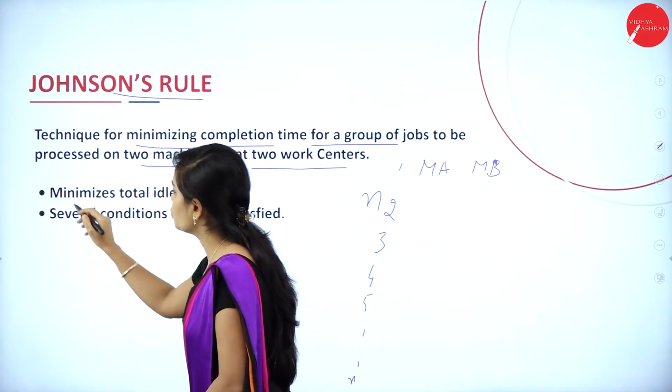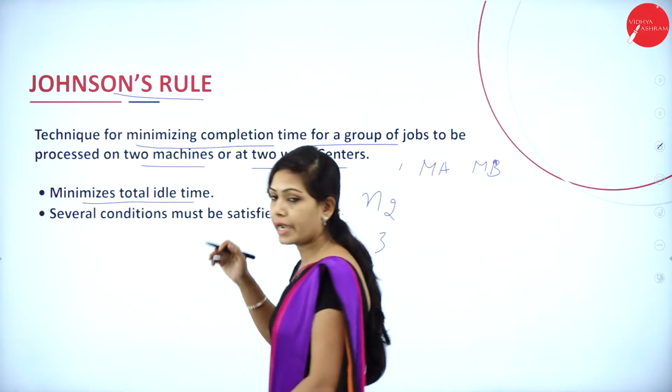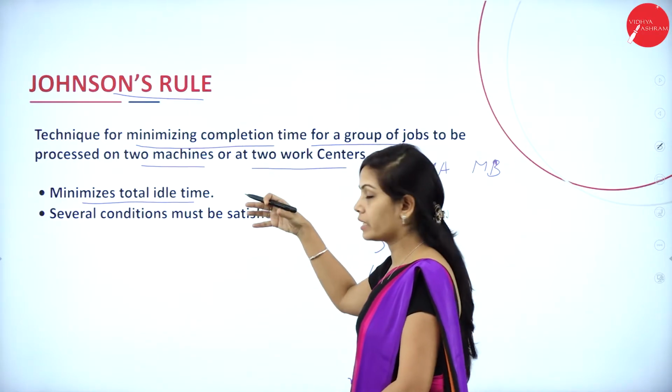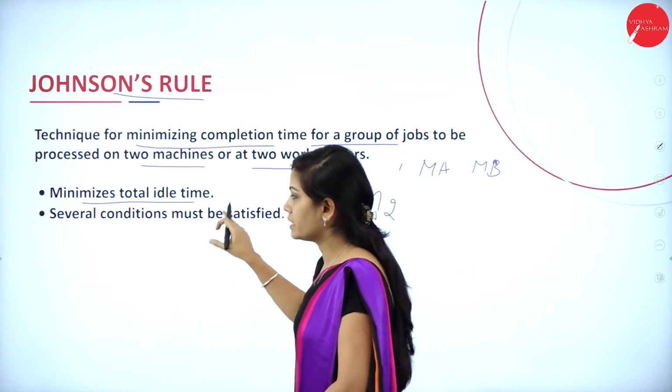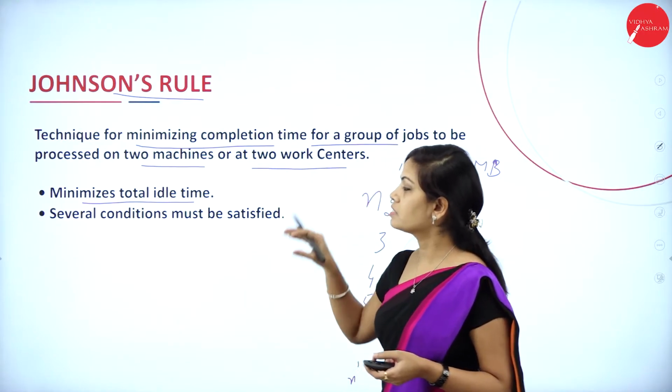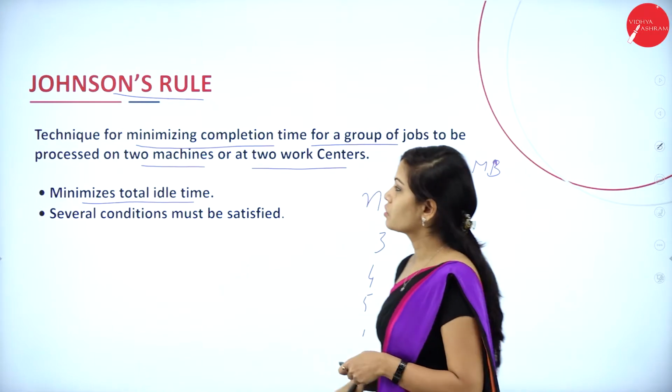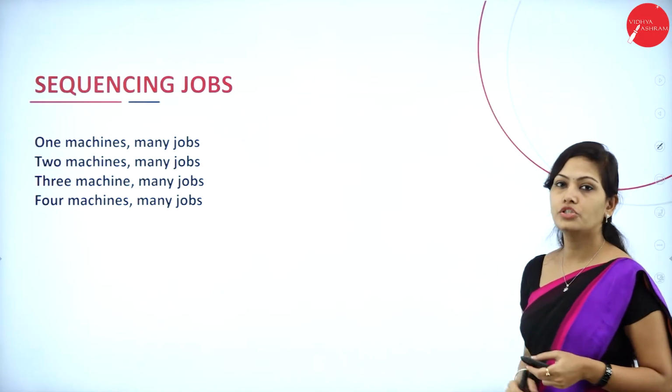It helps to minimize the completion time, and it also helps to minimize total idle time. And this Johnson's rule satisfies some conditions. Clear? So this is the basic concept of Johnson's rule.